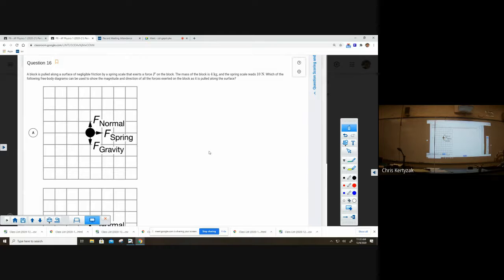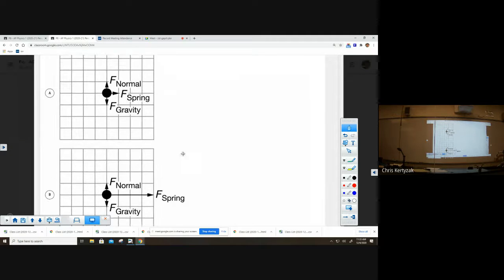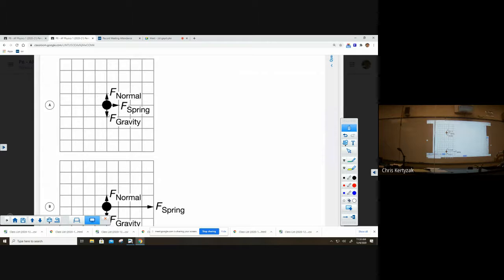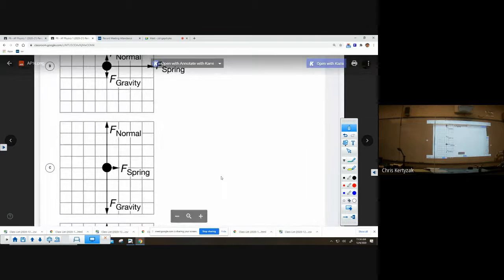All right, so anyways, a spring scale is hooked onto something, pulling it to the right, negligible friction. The mass of the block is 4 kg. The spring scale reads 10 newtons. Which of the following free body diagrams properly represents the forces it feels while it's pulled sideways along this table that has minimal friction? Well, we know the normal force and the gravity force have to be equal since it's being pulled to the right. And let's see, they all represent that idea. They do. All of these, oh, sorry.